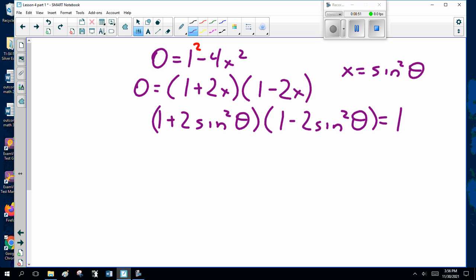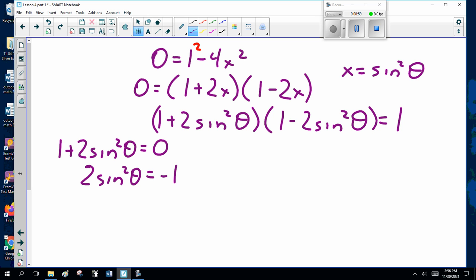So either 1 plus 2 sine squared of theta equals 0, in which case 2 sine squared of theta equals minus 1, so sine squared of theta is minus 1/2. Sine of theta is plus or minus the square root of minus 1/2, which doesn't work.